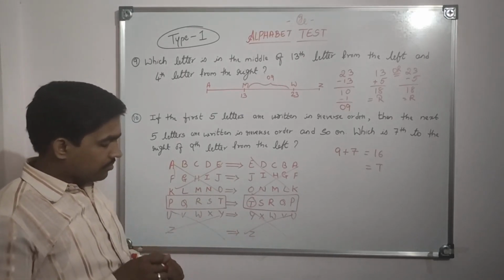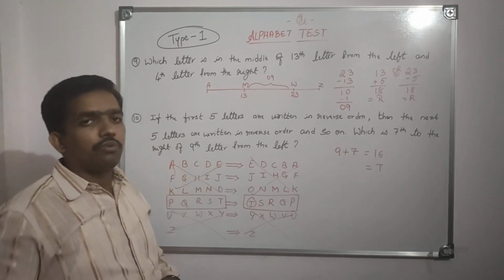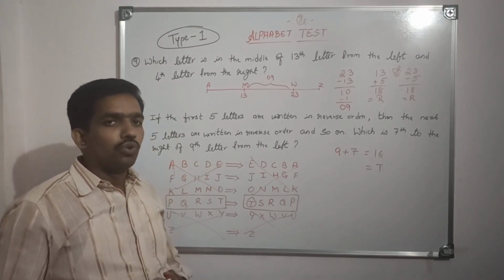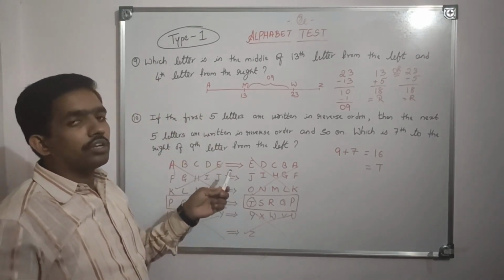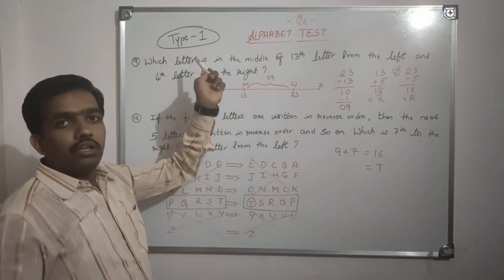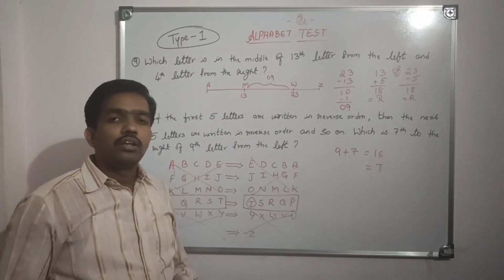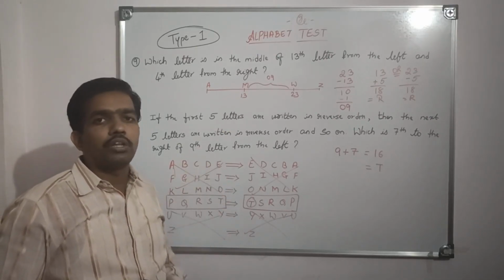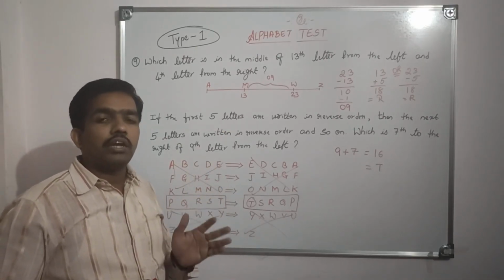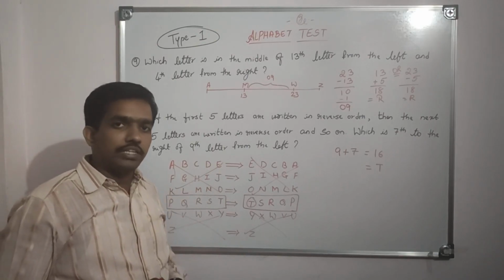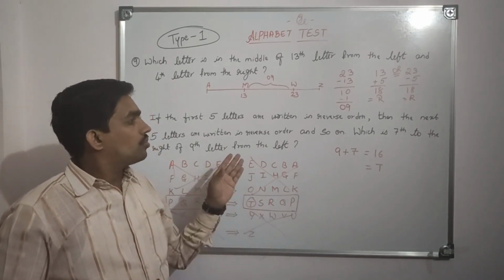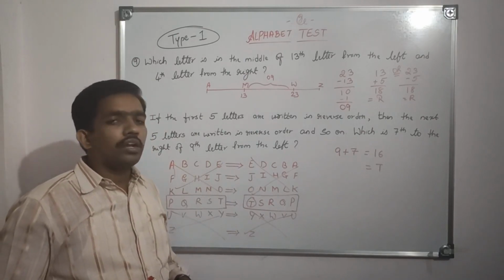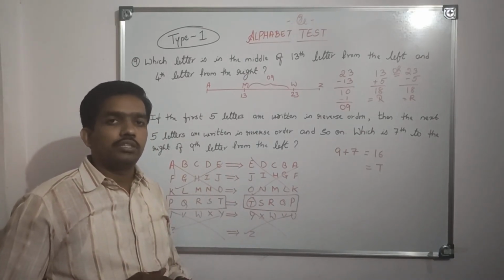So in our next class we will go to type 2. What we saw till now is only type 1. There are 5 types of problems in this chapter. This is a very big chapter, and very easy and very important for the reasoning chapters. By doing this you will get 4 to 5 chapters easily. You can solve it.